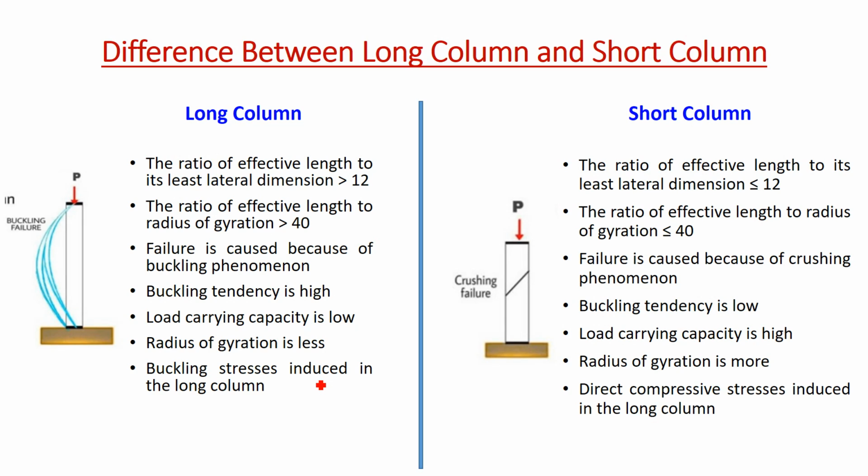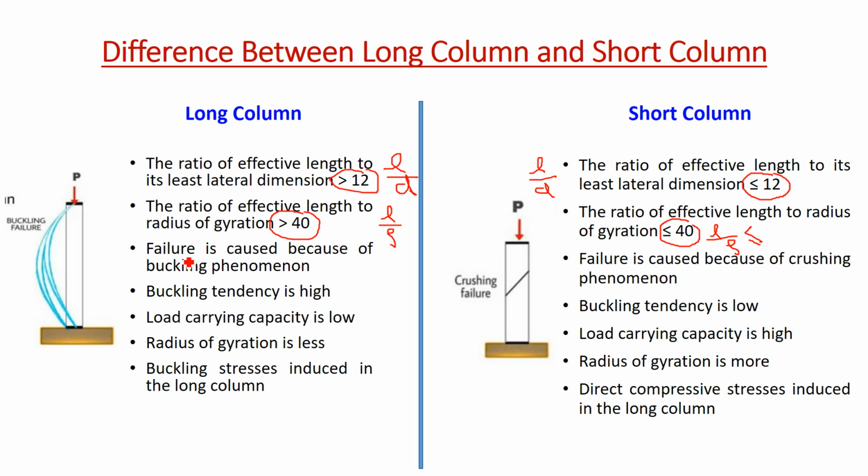Then what is the difference between long column and short column? We already discussed a few points. For a long column, the ratio of effective length to least lateral dimension is greater than 12. In a short column, that ratio is less than 12. In a long column, the ratio of effective length to radius of gyration rho is greater than 40. In a short column, that ratio is either equal to 40 or less than 40. L by rho is less than or equal to 40.